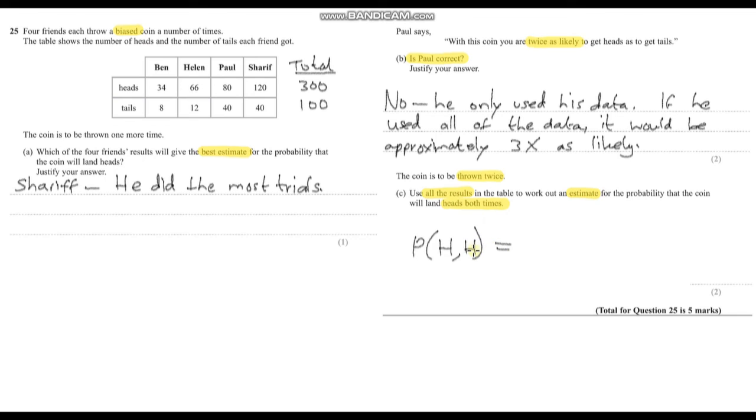So what is the probability of getting heads once? Well, it's going to be 300 out of the total, which is 400 because there are 100 tails, and that is exactly the same as 3/4. But then he needs to get heads on the second flip as well, so that's going to be 3/4 times 3/4. So 3 times 3 is 9, 4 times 4 is 16. So that is our answer, 9 out of 16.